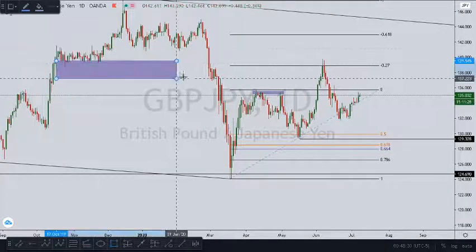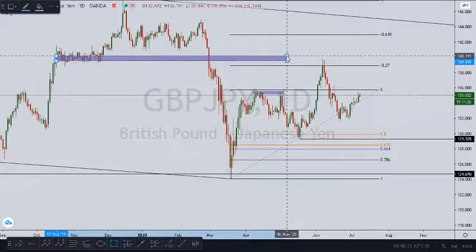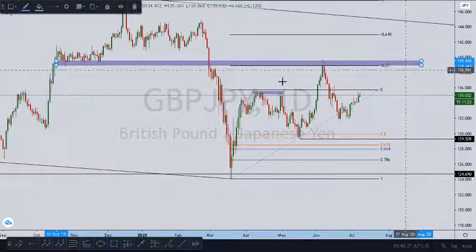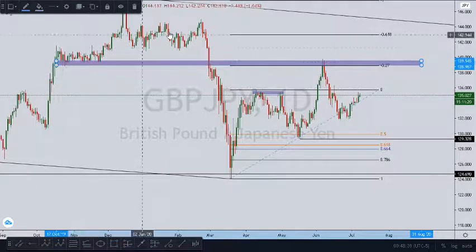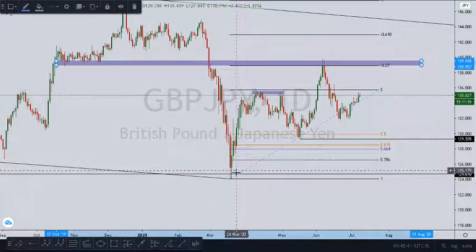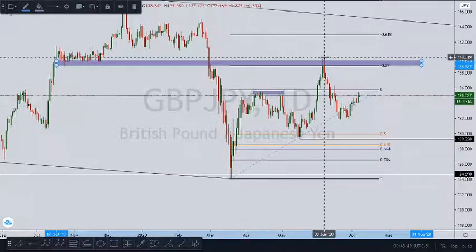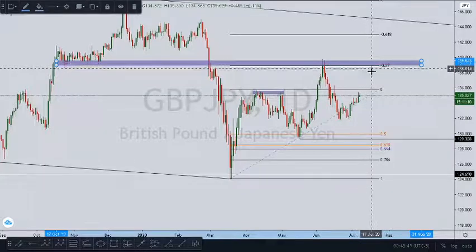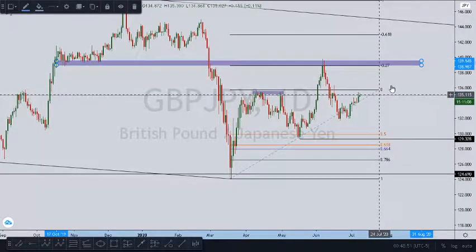the rectangle tool, mark that support level there, extend it out. And we can see that is also a resistance level that was rejected. Here's a support. Support was broken, found new support, retested and rejected, down, which is also a key level. So it's also a key level on the fib, also a key level on the chart.